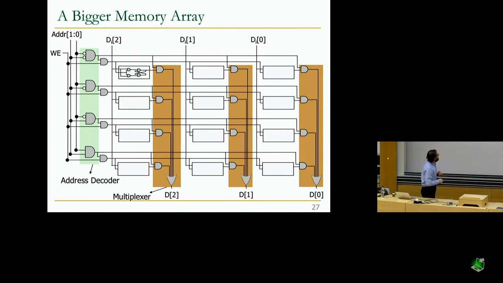Now, that is called a port, actually. So in this case, we have 1 port to our memory, meaning we can only read or write to 1 location at any given time. If you want to do more, we want to add more ports. More ports mean more hardware. Replicate the address decoder, replicate the multiplexer. Okay, we will see that later on.